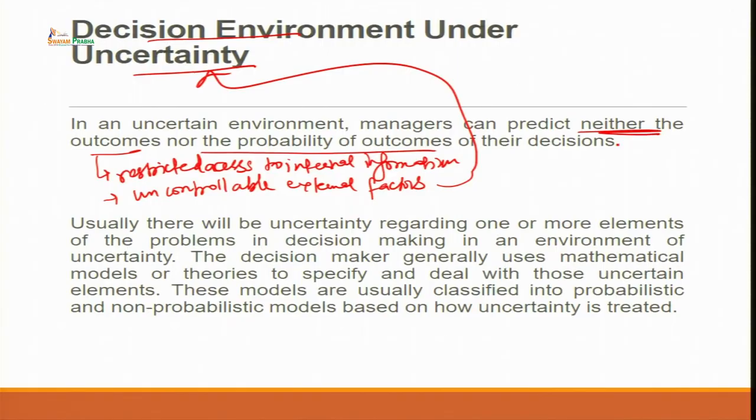A case example can be a marketing manager deciding on a discount offer for a product. For this discount offer, how the competitor or customer is going to respond may not be known to him. That unknown part is the uncertain environment, and it makes the decision environment based on uncertainty and the outcomes based on unpredictability. So, usually there will be uncertainty regarding one or more elements of the problem in decision making in an environment of uncertainty.